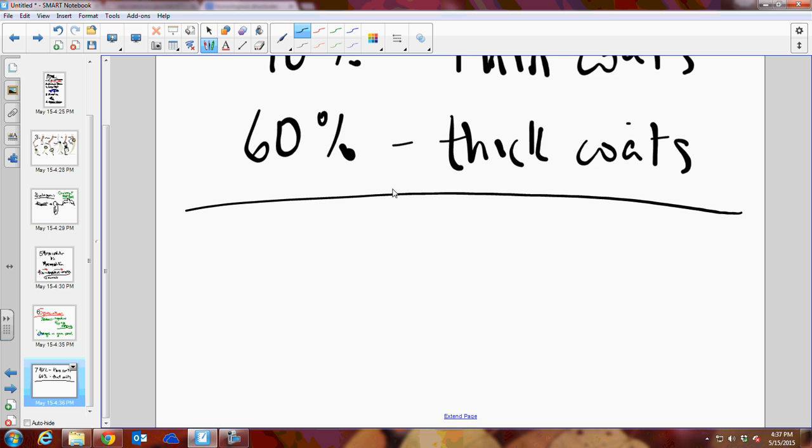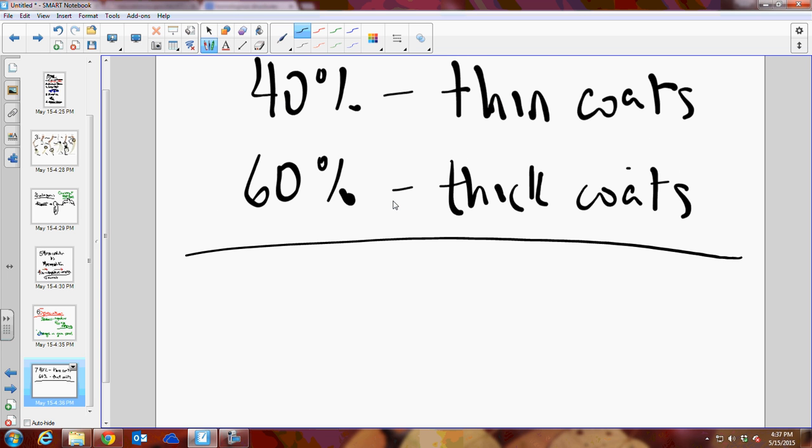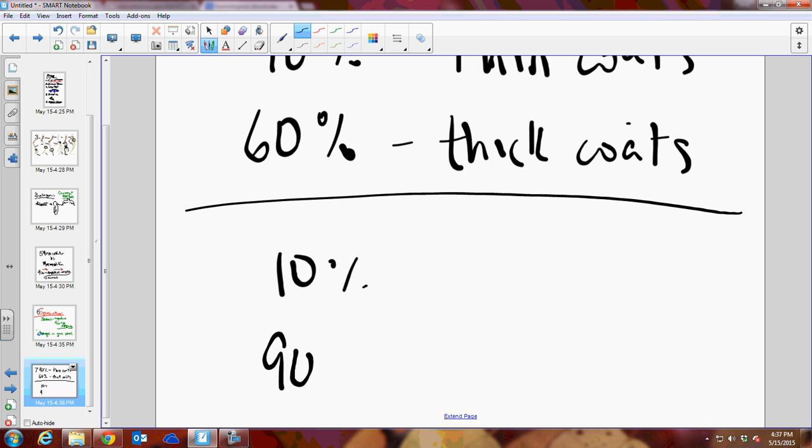Well, we would expect to see a change in this frequency because these thin coats are no longer going to be able to survive. And so, let's say 10,000 years from now, we come back and we are 10% thin and 90% thick. This is a change in allele frequency. Frequency is just percentage. Change in allele frequency. What is an allele? An allele is just an expression of a gene. And this represents evolution.